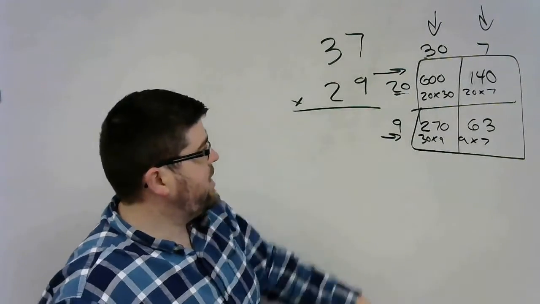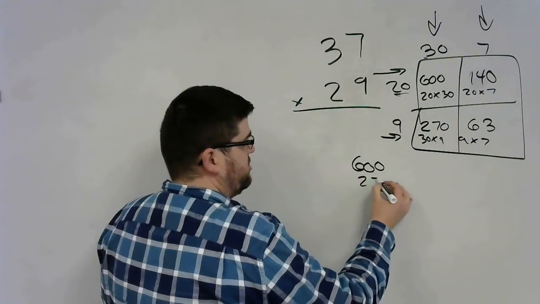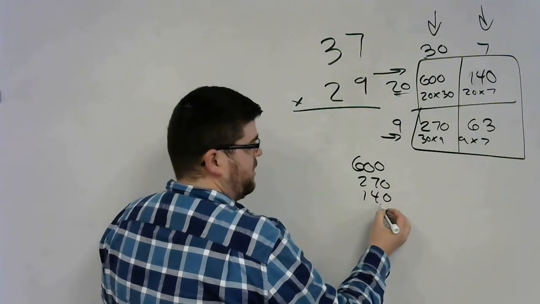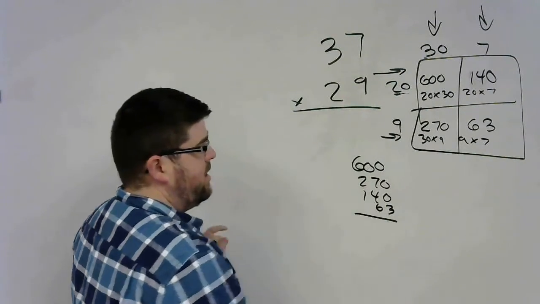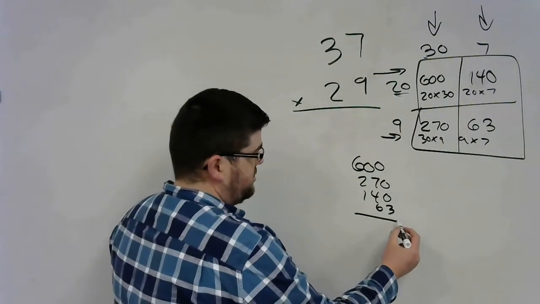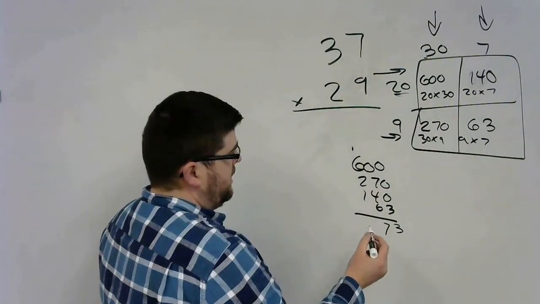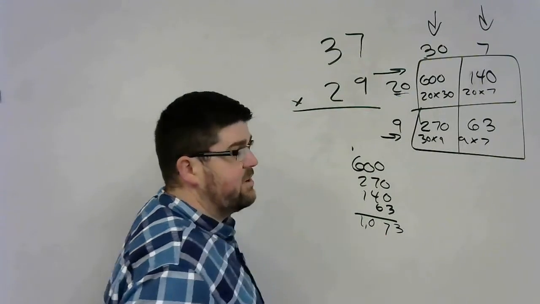And then all I have to do now is add up my partial products. So 600, 270, 140, 63, making sure that my columns are all lined up nice and neat. So 3, 17, and that's 10, 1073.